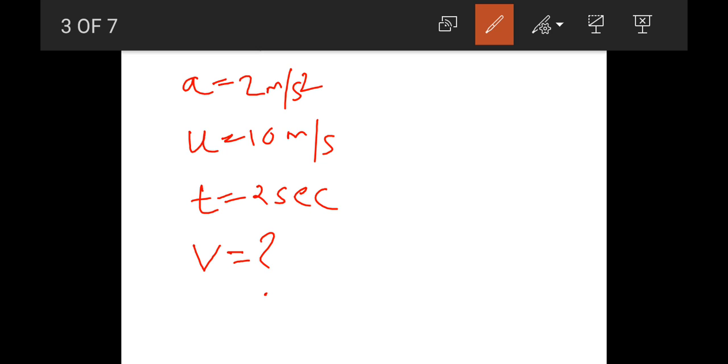Which equation of motion are you going to use? In the last two equations you have a distance parameter, which is not given. That means you cannot use the last two equations. Only the first one you can use. So what is the first equation of motion? V equals U plus AT.